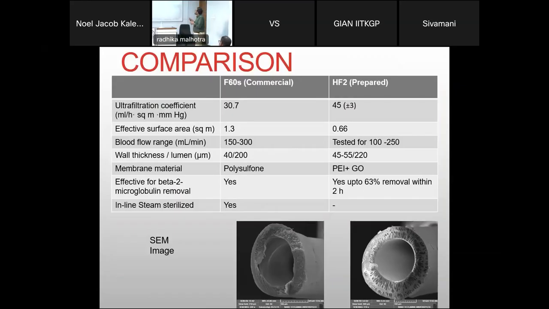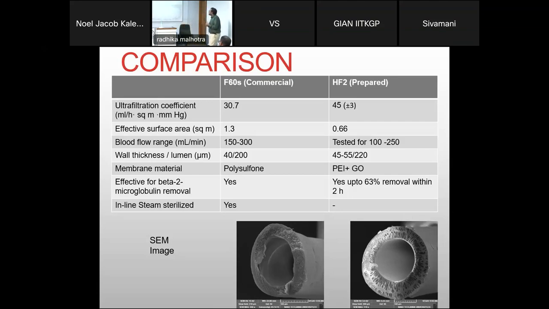A small increase in ultrafiltration coefficient is there, and the effective membrane area we used was less, because again, if you pack it manually, you are not able to get more than a particular amount because you can't squeeze the fibers. But when it's done automated, and they have a lot of kinds of technology, they have wavy type of fibers where the packing density is very high.